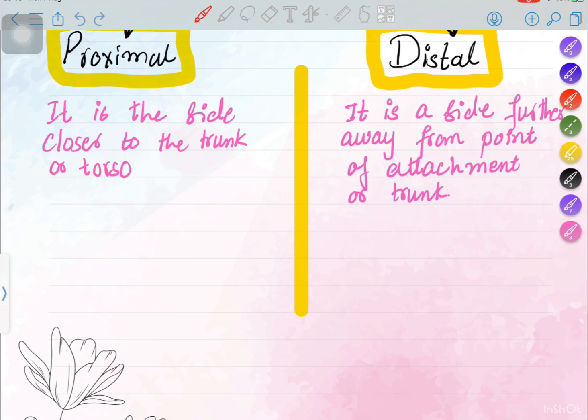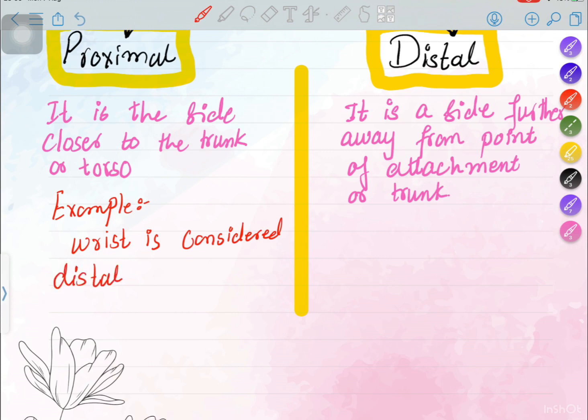Let me give you an example, it's easier for you. If you stand in your anatomical position, all of you would see your wrist. Is it closer to the trunk as compared to your elbow, or is the elbow closer to the trunk? Exactly, the elbow is closer. So can I say the wrist is considered distal, while the elbow is considered proximal to the trunk. The wrist is distal to the elbow. Distal to the elbow means it's further away from the trunk, while the elbow is closer to the trunk.